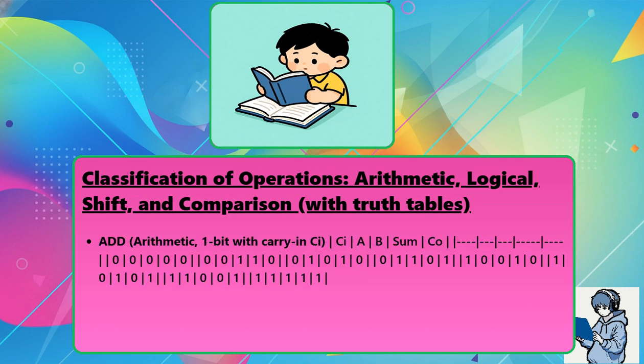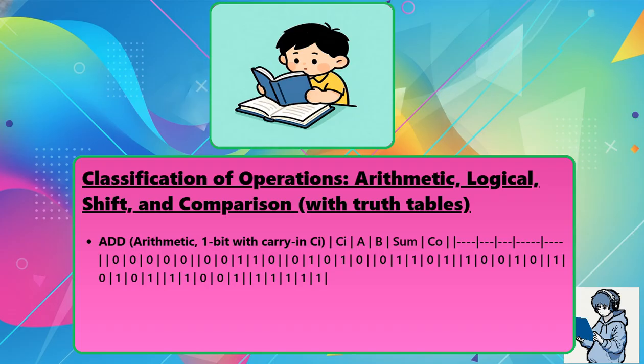1-bit addition with carry-in. Row 1: carry-in 0, A is 0, B is 0 gives sum 0 and carry out 0. Row 2: carry-in 0, A is 0, B is 1 gives sum 1 and carry out 0. Row 3: carry-in 0, A is 1, B is 0 gives sum 1 and carry out 0. Row 4: carry-in 0, A is 1, B is 1 gives sum 0 and carry out 1.